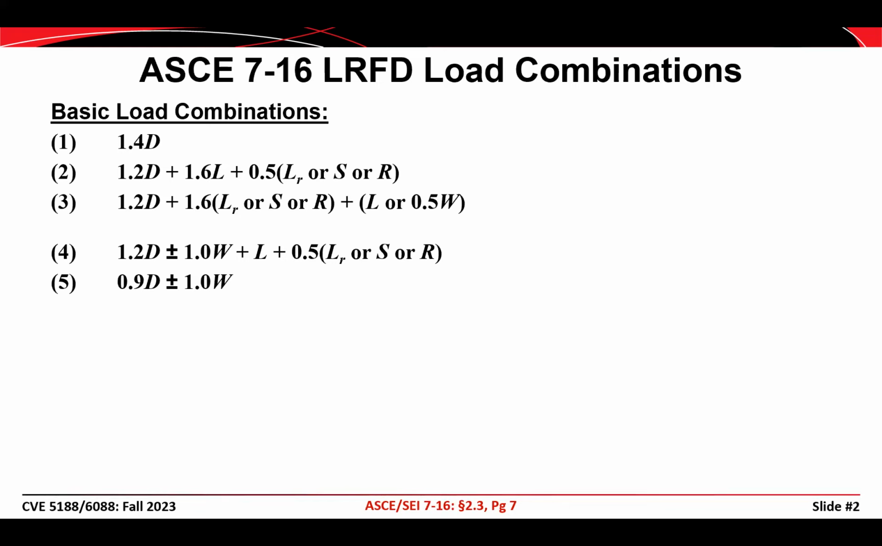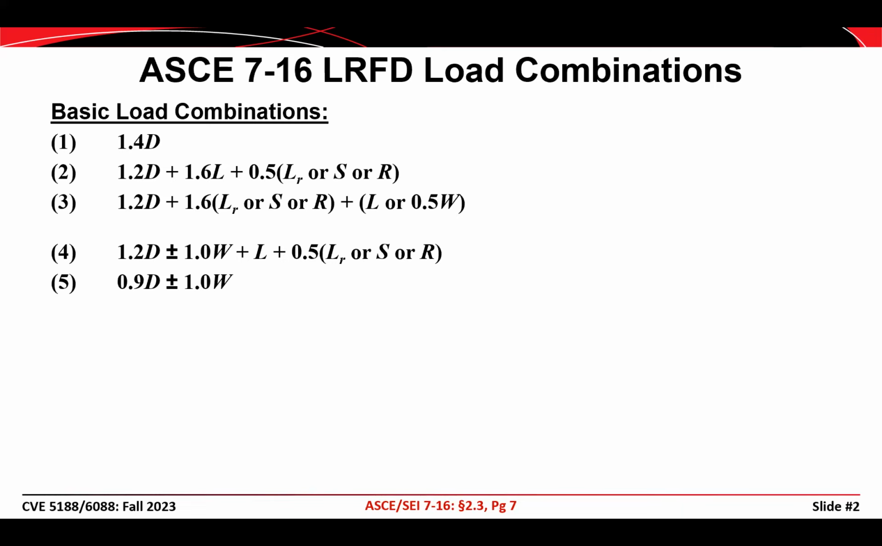The first 5 are shown here. The first one is dead load alone. The second one is dead load plus live load acting at its maximum lifetime level with the roof loading. L sub R is the live load on the roof. S is the snow load. R is the rain load. Those are acting at their arbitrary point in time value.